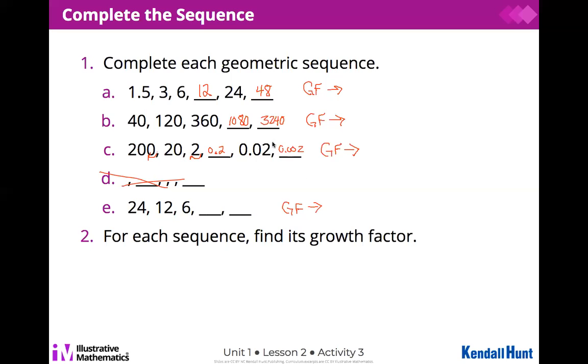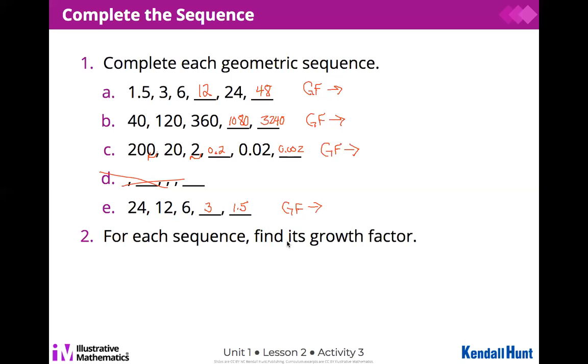All right, and E, 24 to 12, 12 to 6. These are going by half in size here. So 24 divided by 2 is 12, 12 divided by 2 is 6, 6 divided by 2 is 3, 3 divided by 2 is 1.5. This actually looks like our pattern up in A, just in reverse.